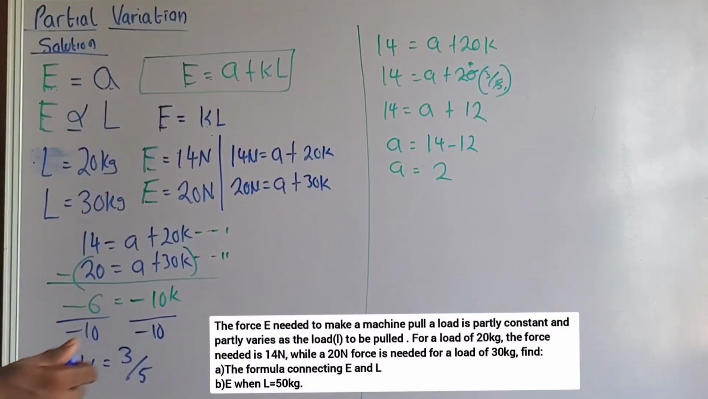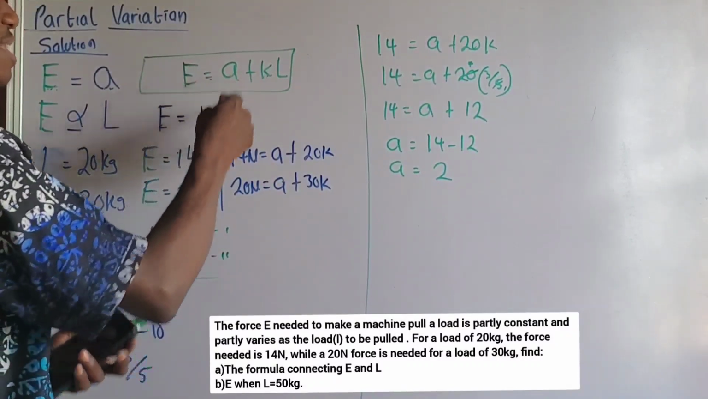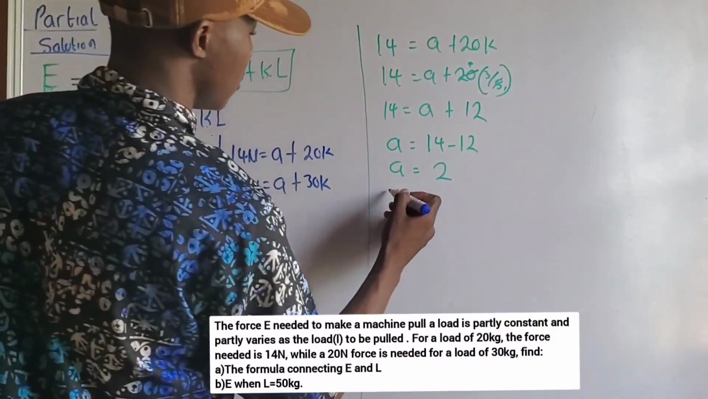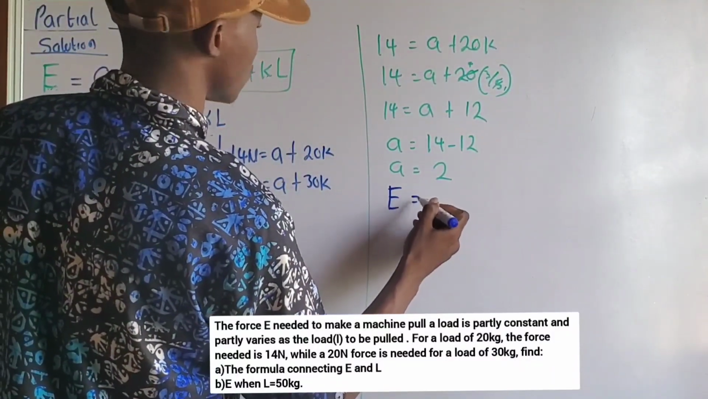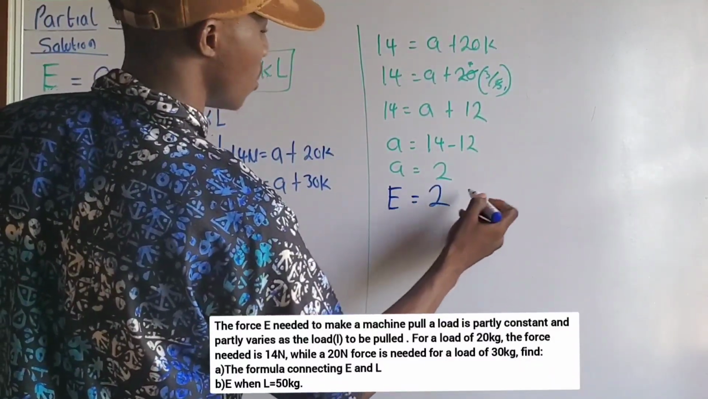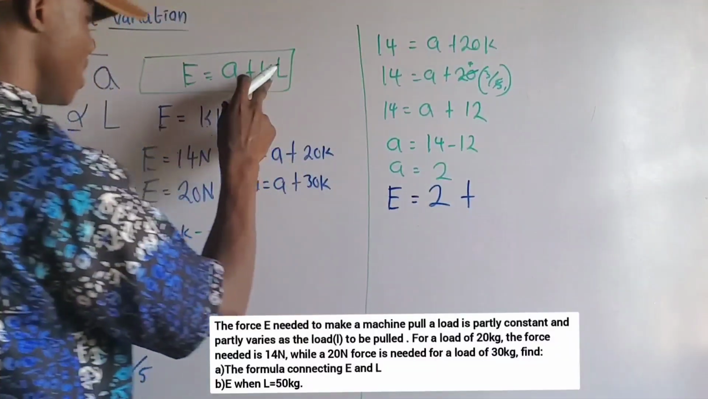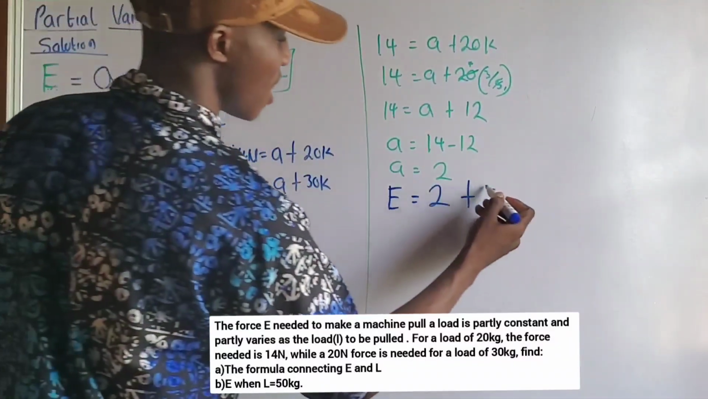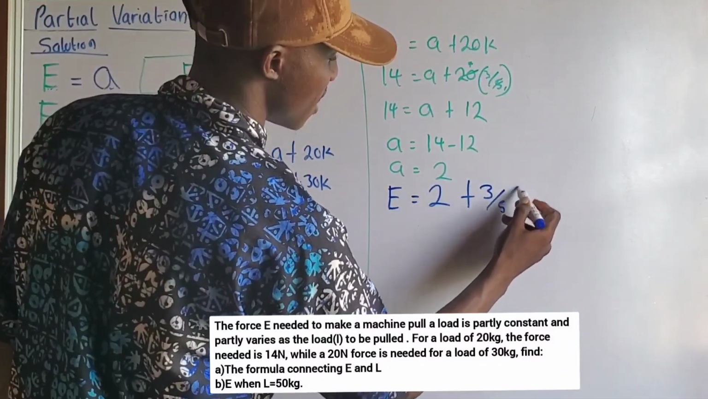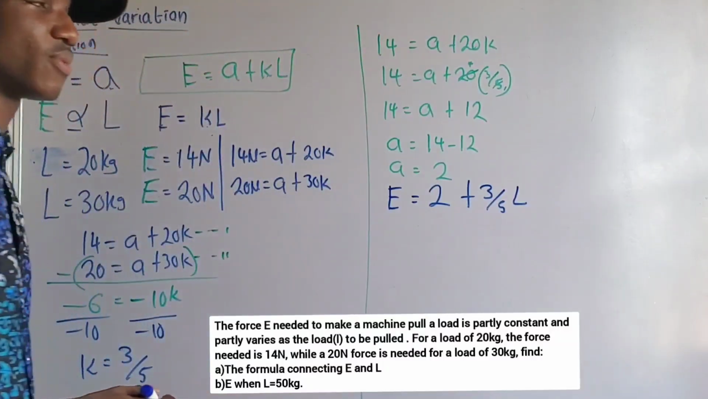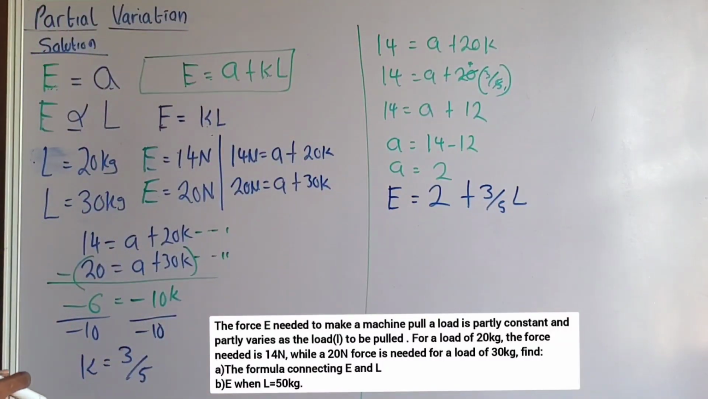So we can now write the formula connecting E and L like this. E is equal to A, which is 2, plus K. K is 3 over 5. I'm going to have 3 over 5 L. You understand? That is the formula connecting E and L.